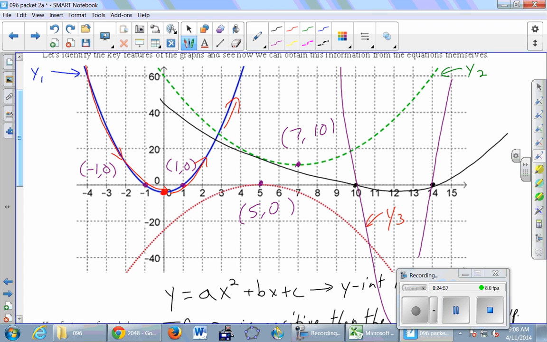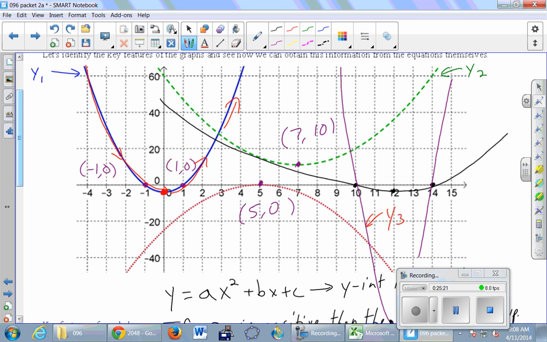But here's something that we can say is true about all of them. If the x-intercepts are at 10 and 14, can you tell me what the x-coordinate of the turning point is? In the first one, the turning point looks like it's around here. In the second one, it's someplace in the basement down there. What's the x-coordinate of the turning point?